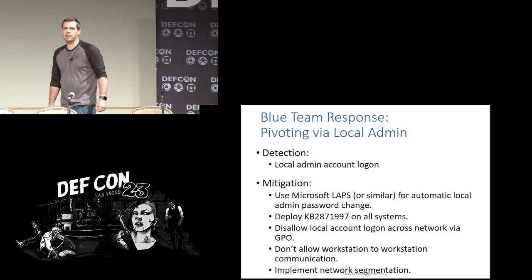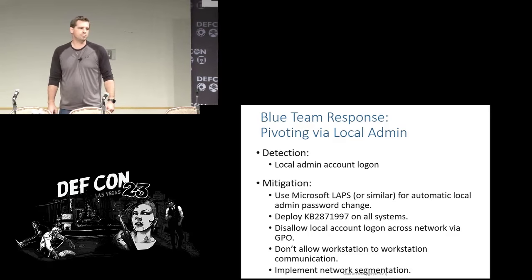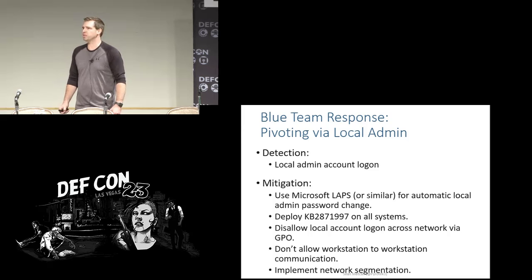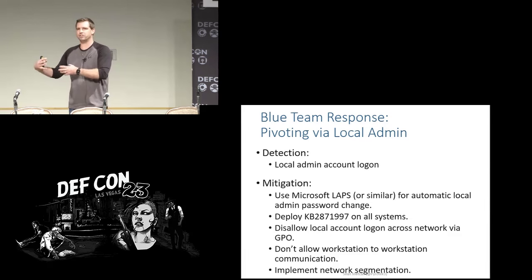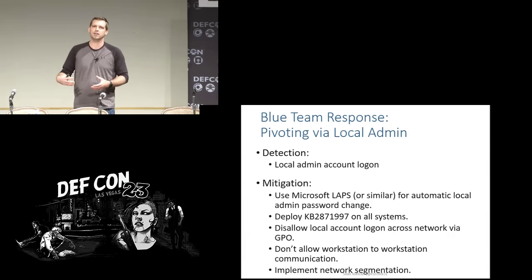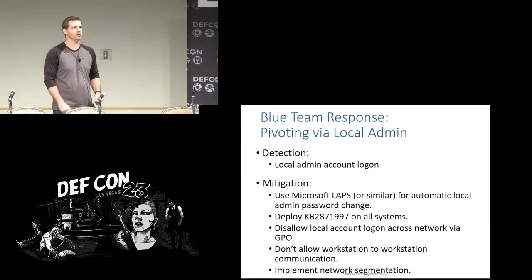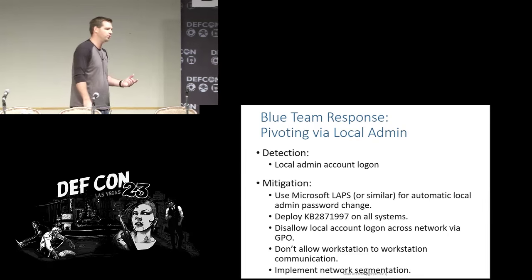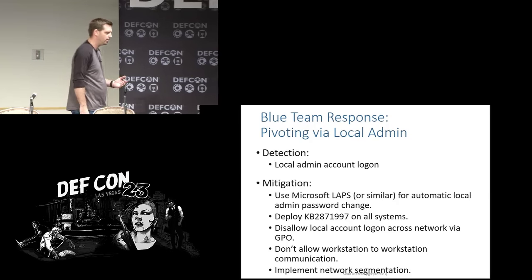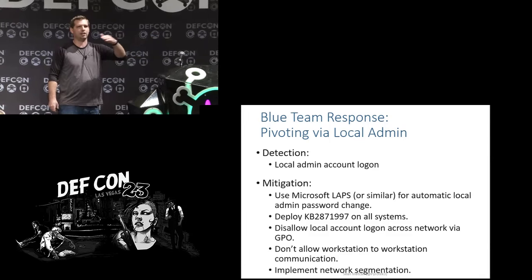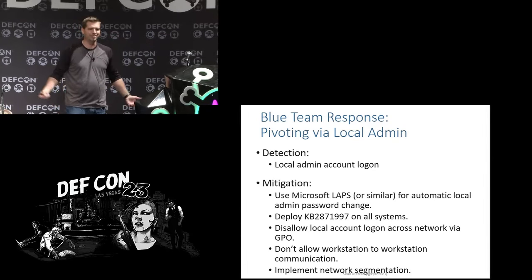There's a couple of others that are out there that are pay or free. But the other thing you can do is deploy KB2871997, which is effectively a backport of the security features and functionality from 2012 R2 and Windows 8.1. And what that does is it adds a couple of new local SIDs on those computers. And you can use those local SIDs in a group policy where you say, local users cannot log in over the network. That just makes sense.